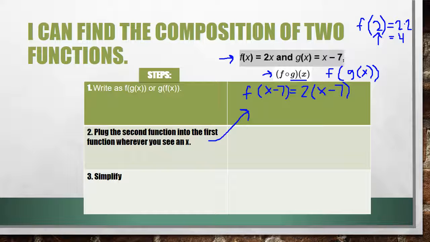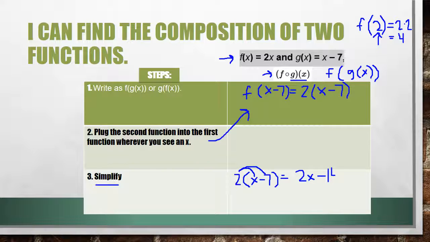Okay, so the third step here says to simplify. I think of this as the distributive property. Remember how we have the distributive property? So I'm going to rewrite just the right-hand side of the function there, and I'm going to distribute. Here I see that I need to take the 2 and multiply it to the x. I also need to take the 2 and multiply it to the 7. And so what I get is 2x, and 2 times -7 is -14.